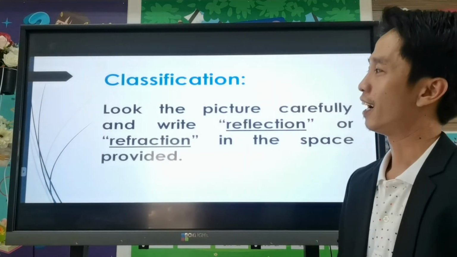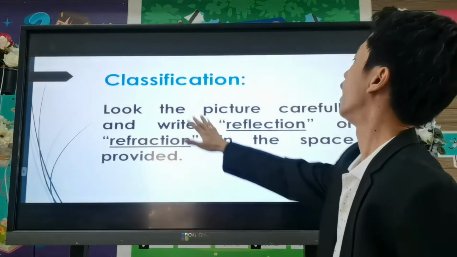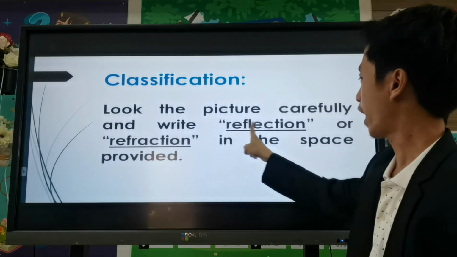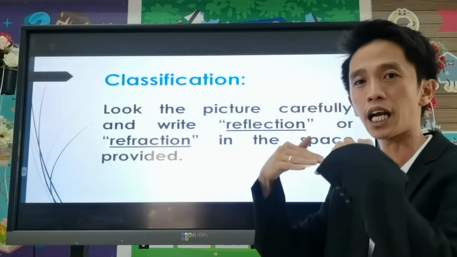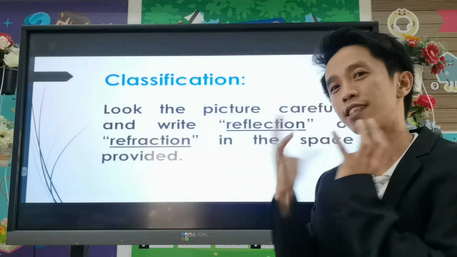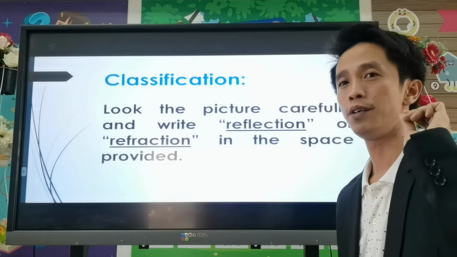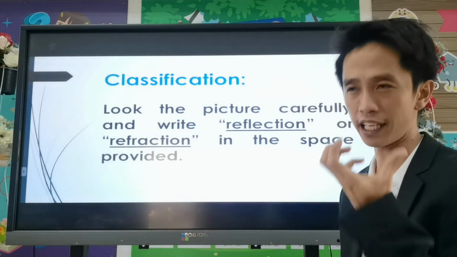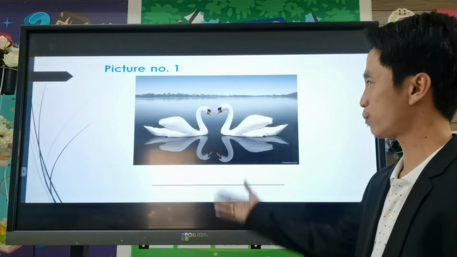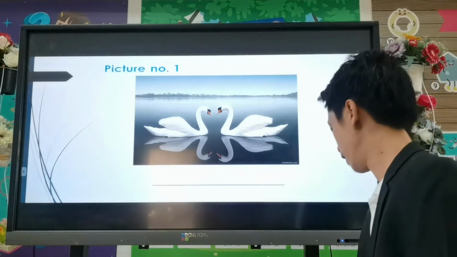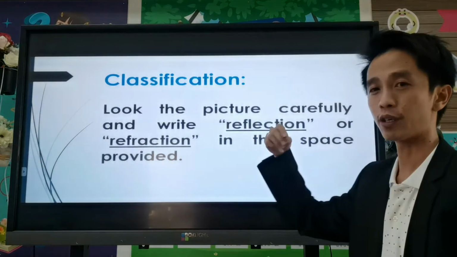Now, a little bit summarized. Look at the picture carefully. It's a little practice. Look at the picture carefully and write reflection or refraction in the space provided. Or you can write on a piece of paper, or just remember your answer. Okay, next. In this picture, what's your answer? Again, let's spell one more time. Reflection, refraction, you can write so that you can practice the spelling.